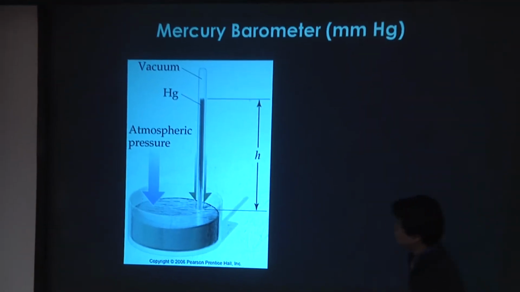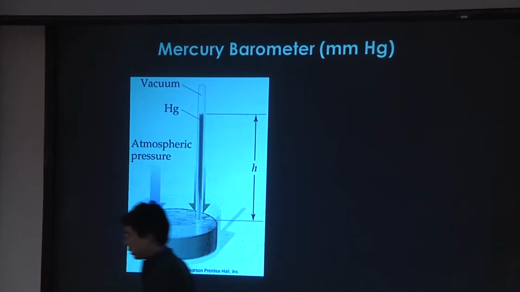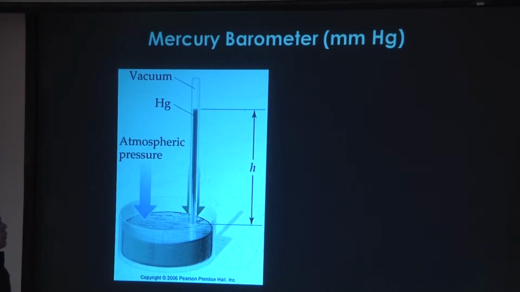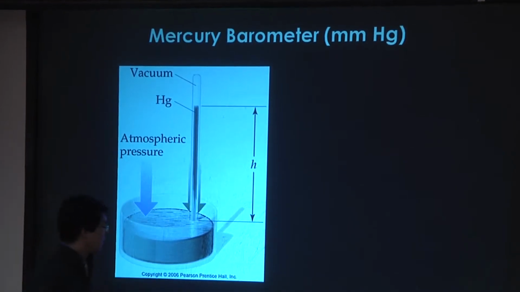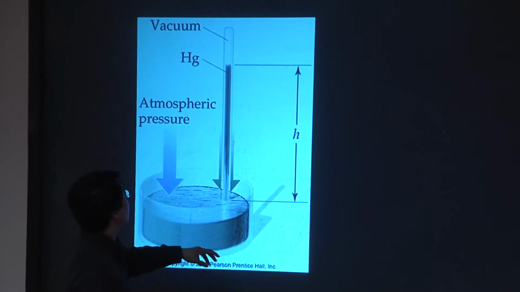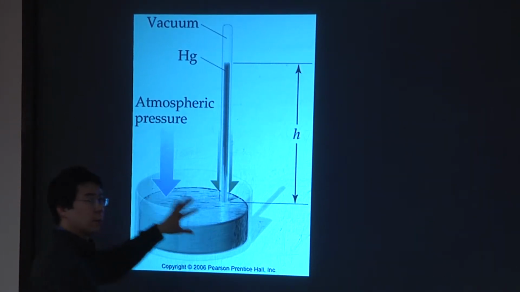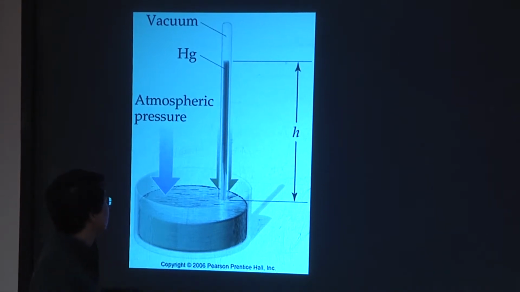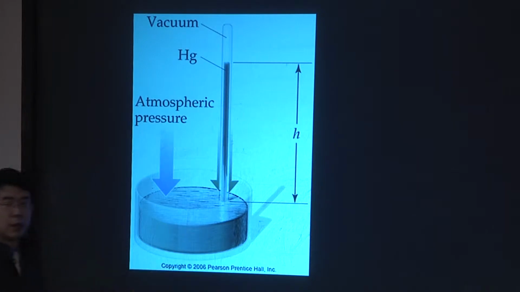Here's another unit that's used to measure pressure. It's called millimeters of mercury. The reason for this strange term is that way back in the day, people actually measured pressure this way. They took a pool of mercury. Mercury is one of the very few elements that's liquid at room temperature. So it's a liquid metal.